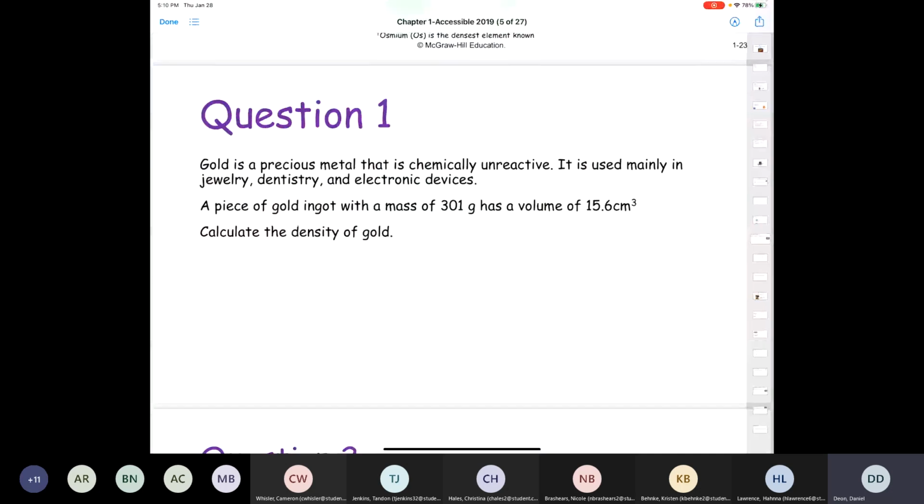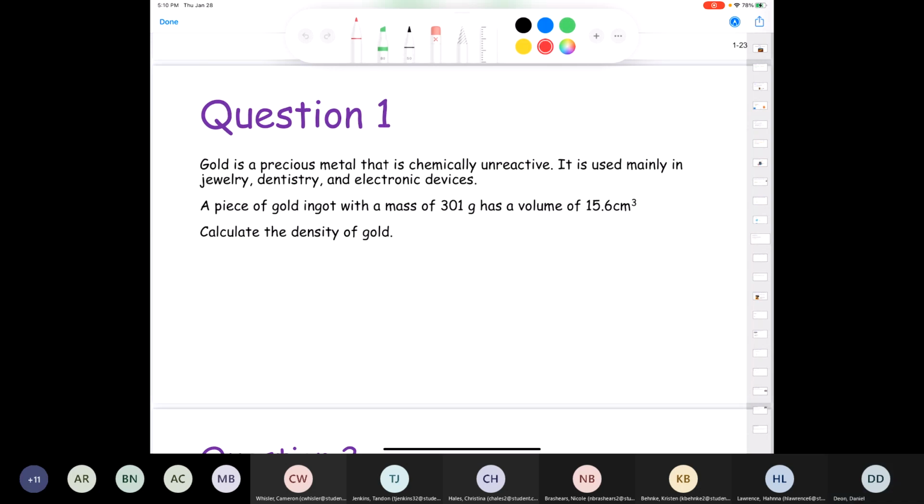Okay, so Chemistry 111, we're going to continue on here with Chapter 1, and we're going to start by looking at some questions from Chapter 1. It says here, gold is a precious metal that is chemically unreactive. It's used mainly in jewelry, dentistry, and electronic devices. You think, that's one of the reasons why gold is so valuable, because it doesn't tarnish or oxidize in the air. That's why gold jewelry is so valuable.